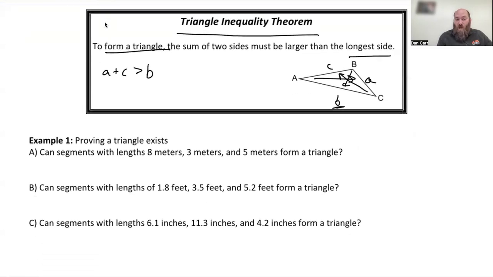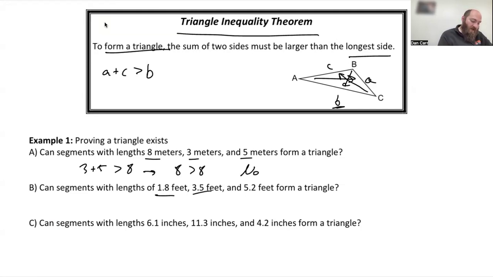So how does that work? We're just going to prove that triangles can be created from these different segments. For example, can we make a triangle with 8, 3, and 5? I always look at the two smaller sides, so that's 3 and 5. Does that come out to greater than 8? Well, 3 plus 5 is going to be 8. Greater than 8? That's a no. They do not form a triangle.